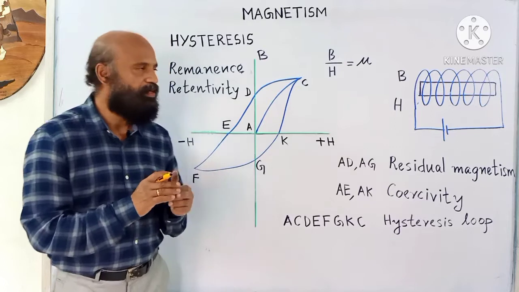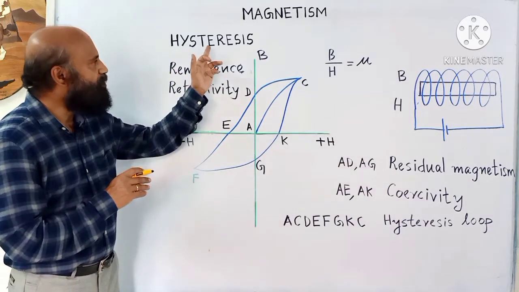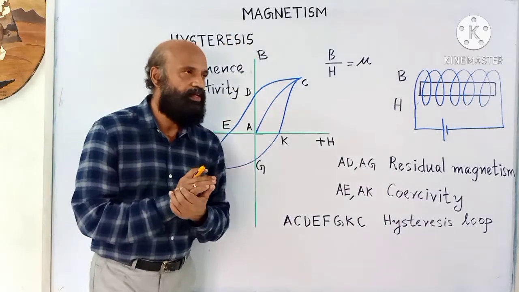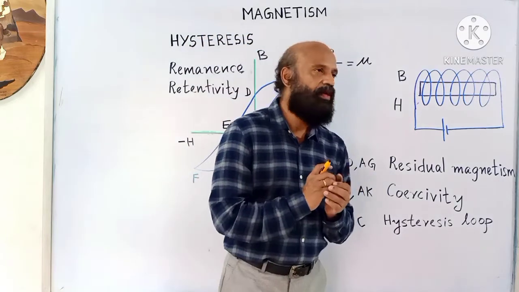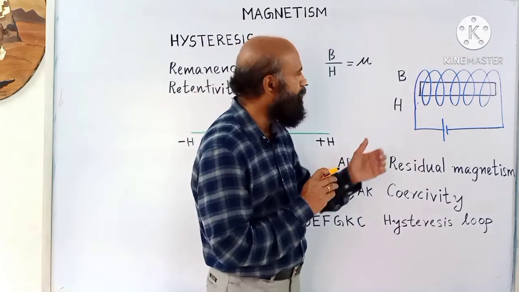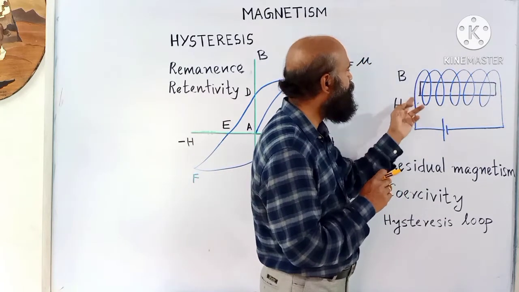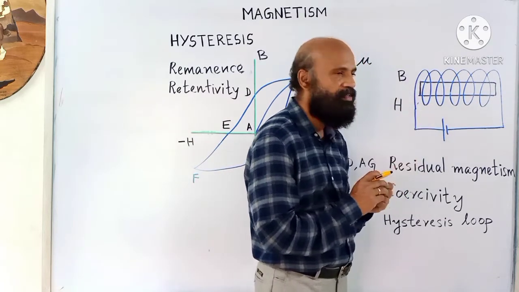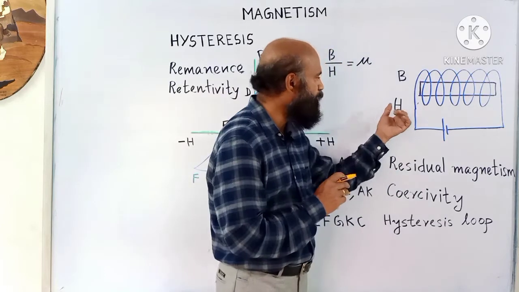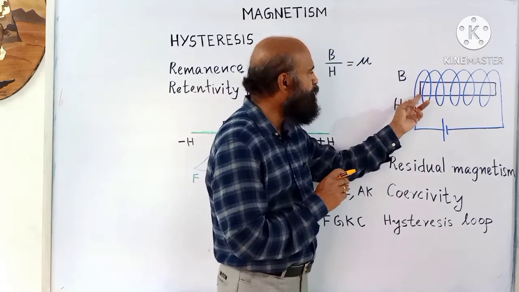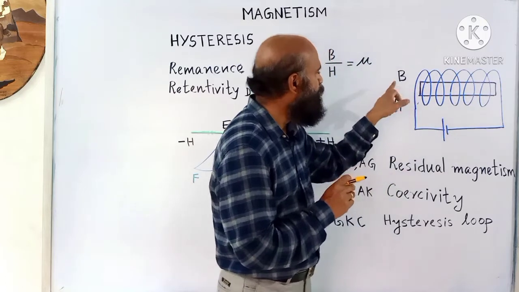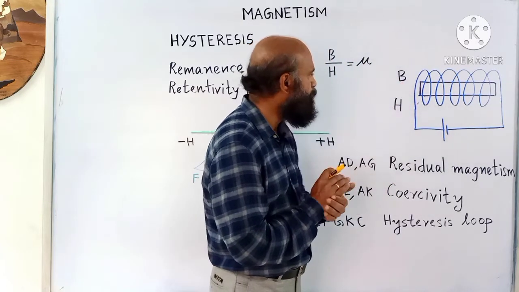In this video, let us see what is hysteresis in magnetism. To magnetize a material or a specimen, it is to be kept in a magnetic field. Because of the current through this coil, there is a magnetizing field. Let it be H. Then magnetism will be induced in the specimen. Let the magnetic induction be B.